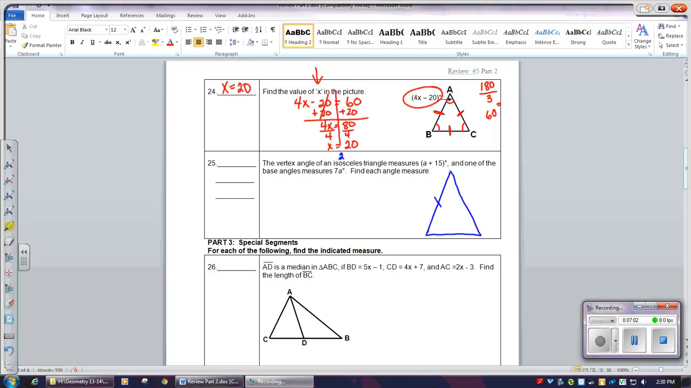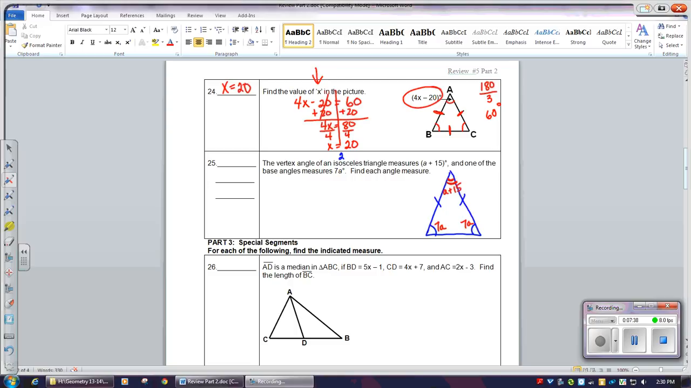It's isosceles. These two sides are congruent. Then we know the base angles are congruent. Now it tells me that the vertex angle, that's the one that's all by itself up here, is a plus 15. And it tells me the base angle is 7a. Well, if one of them is 7a, the other is 7a because the base angles are congruent. Remember, and I should have put two little marks there, that one is different. The vertex angle is different. I had a different color, but I should have marked it with a different marking. So now I have my angles.